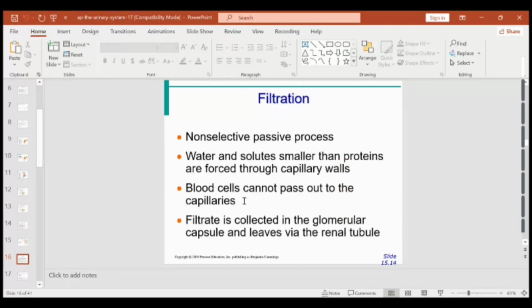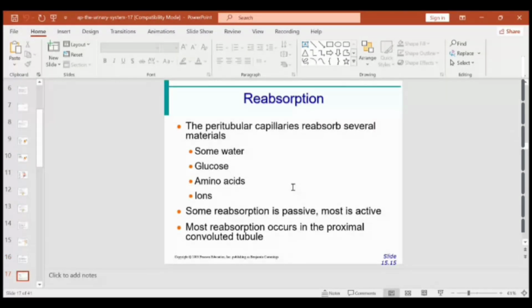So the filtration process takes place in the Bowman's capsule, specifically at the capillaries. The process is non-selective, where the blood is forced into small pores under high pressure, and the liquid part of the blood, all of it, will be forced to filter out of the capillaries. After filtration, some of it will later be reabsorbed. These are what the body requires later. So much of the water will be reabsorbed, including the glucose and amino acids and some ions.